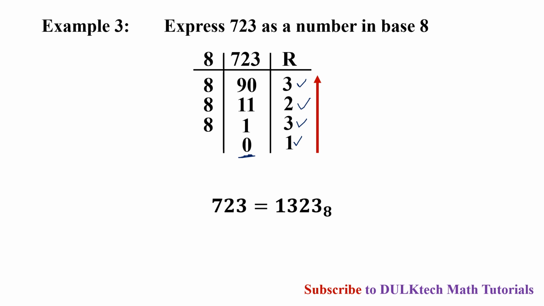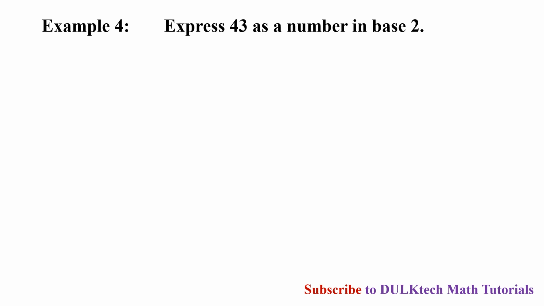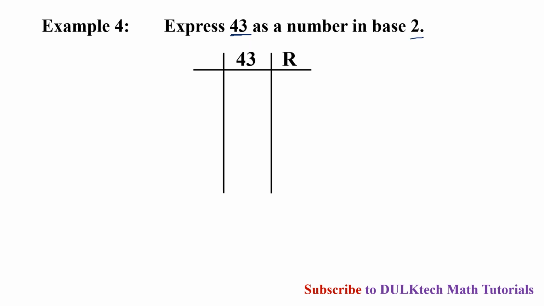Right, let's move on to our fourth example. Express 43 as a number in base 2. As usual, a table with 3 columns, and in the central column we are going to write 43 as it is. Then in the third column we are going to write the remainder. Since we are converting this number to base 2, we are going to divide by 2 throughout. So 2 into 43 is 21 remainder 1. 2 again into 21 is 10 remainder 1. Then 2 into 10 is 5 remainder 0.